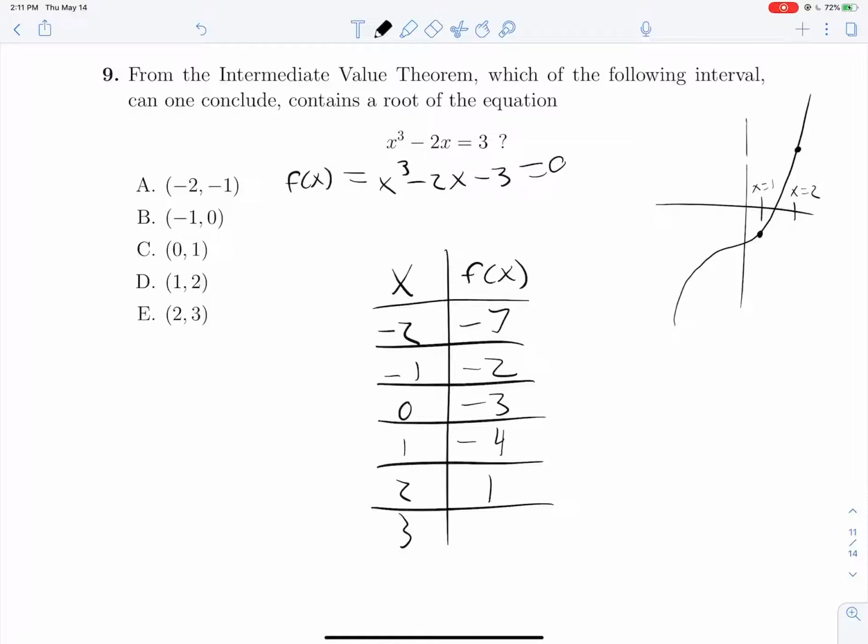So take a look. At x equal to 1, our function is below the x-axis, and at x equal to 2, our function is above our x-axis. Since it's continuous in between, it must have passed through 0 at some point in between, and so our interval from 1 to 2 is our answer. That's D for number 9.